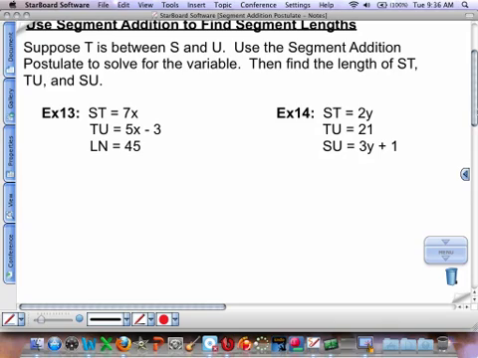Careful what we assume. In geometry, you can never make assumptions. It's really important that we get that down. You cannot assume that T is the midpoint. All we know is that T is somewhere in there. So when we make our diagram, we have S, and we have U, and somewhere in between is T. Then we can write the geometric equation and substitute in our expressions. So we know that ST plus TU is equal to SU.